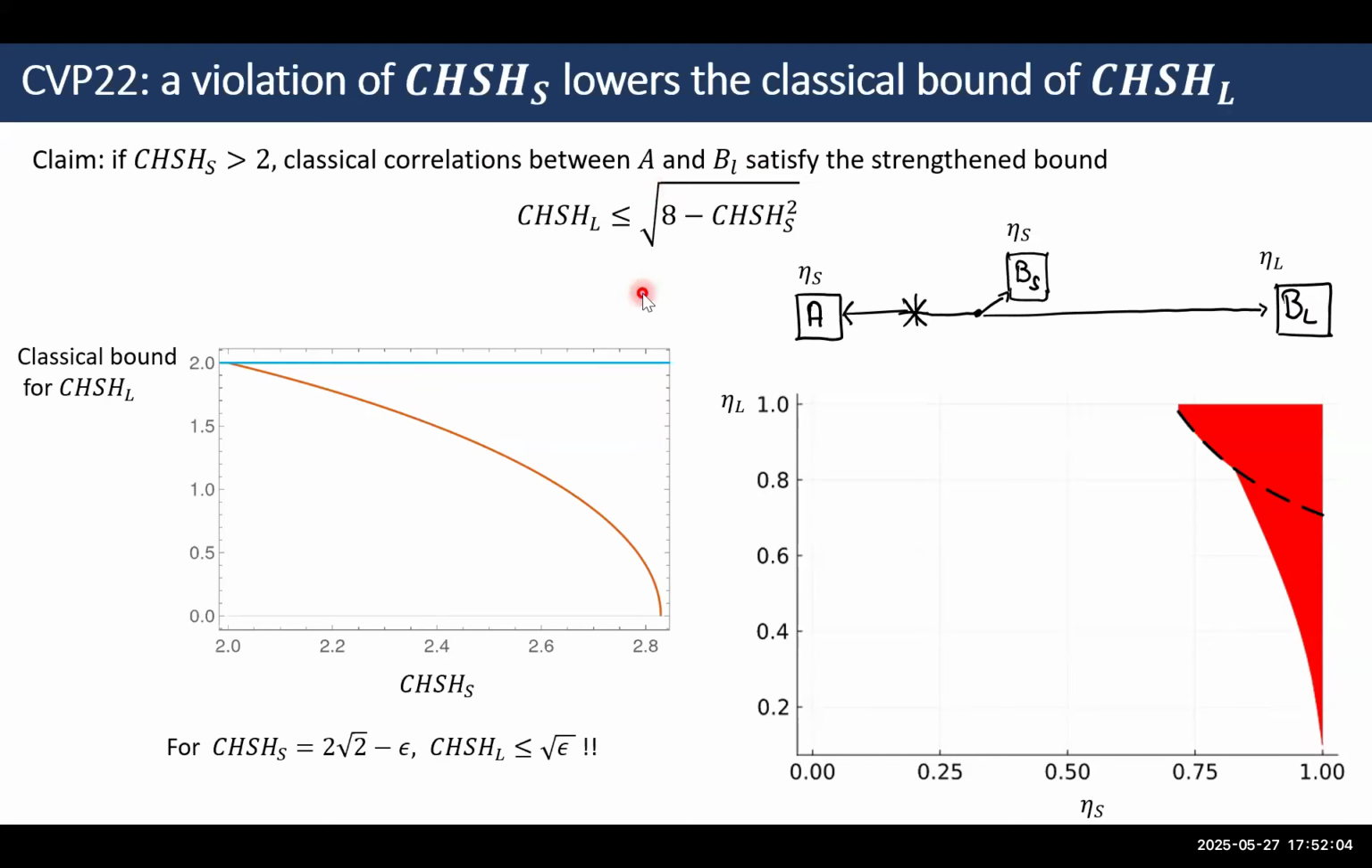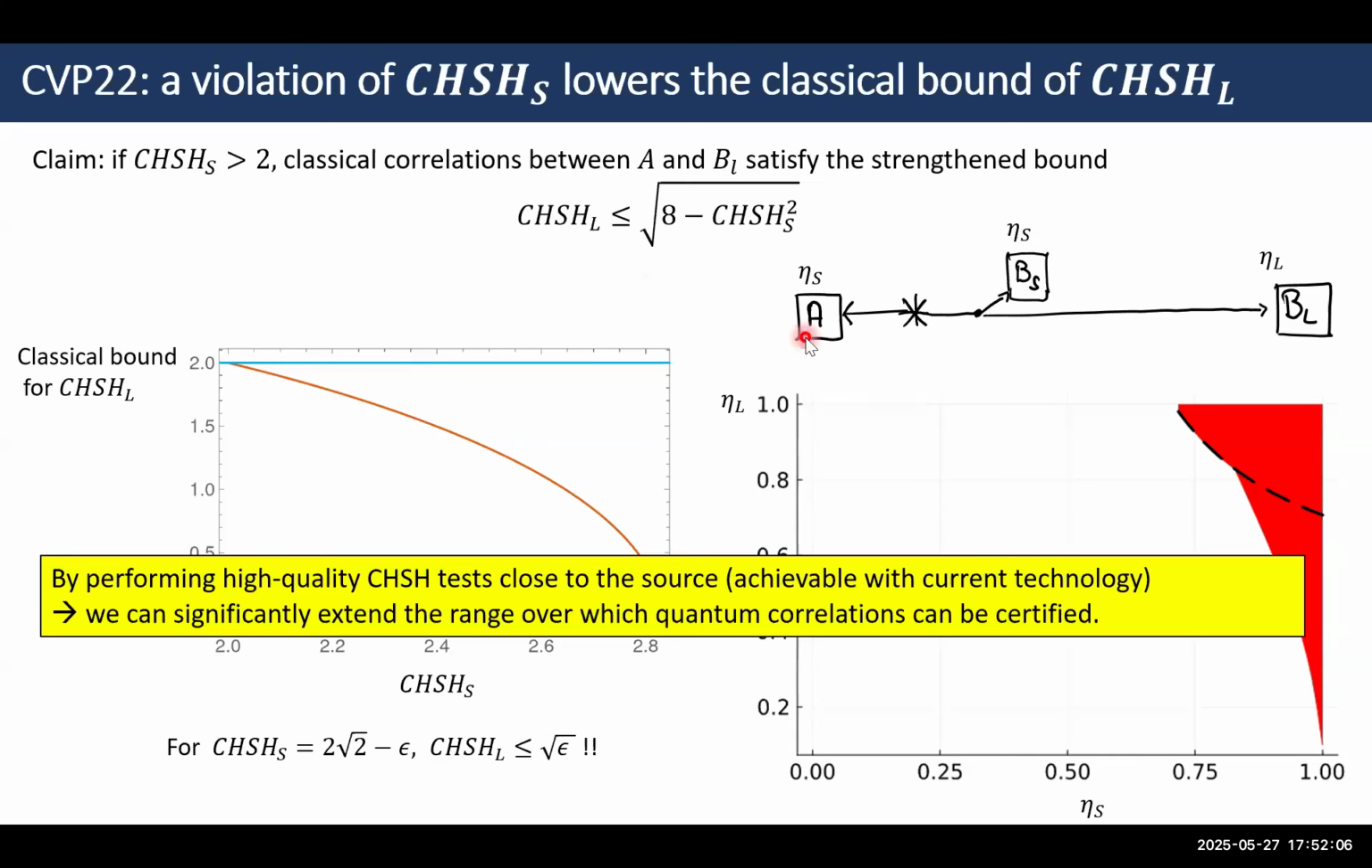So the message here is that if you're able to do high quality CHSH tests close to the source, and this is something we can do with current technology, we can do tabletop Bell violation experiments with very high efficiencies, then we can significantly extend the range over which quantum correlation can be certified. So this is the main message, and this was their proposed solution to this photon loss problem. By the way, if something is not clear when I talk, don't hesitate to interrupt me.